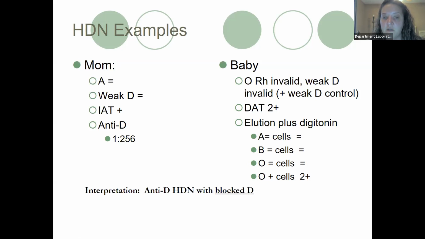Mom's anti-D titer is so high, it is masking all of the D positive antigen sites on baby cells. Normally, if mom has anti-D at a lower titer, there's still some D antigen sites available on baby cells that we can detect, preventing this blocked D phenomenon. All right, does that make sense to everybody? It's rare. There's not too many documented cases of blocked D phenomenon, but it can happen when the D titer is so high.